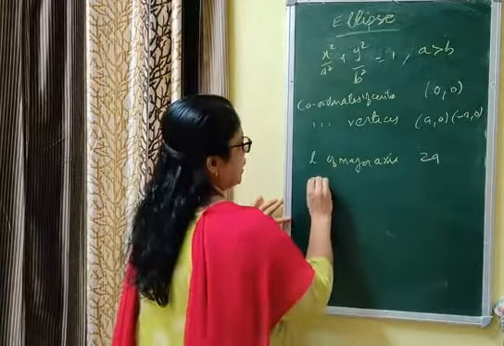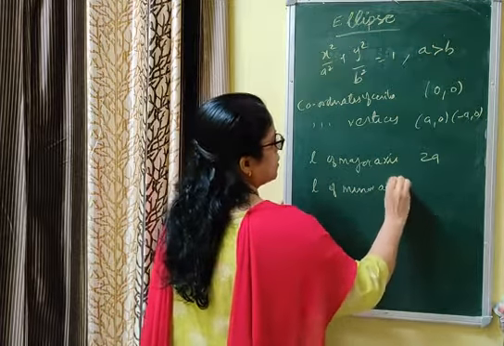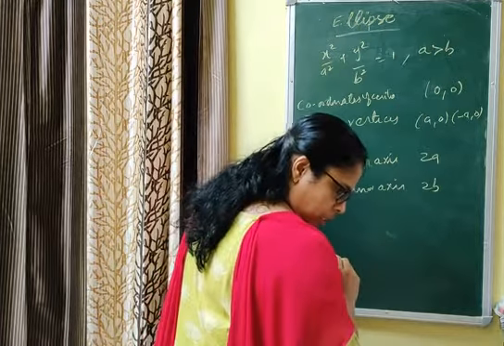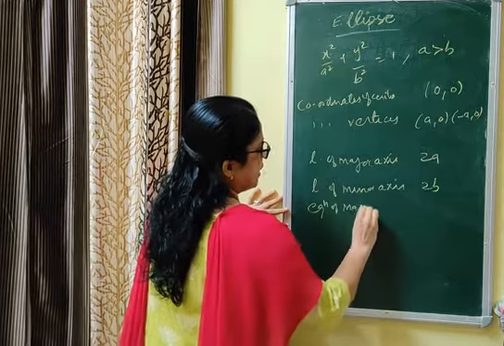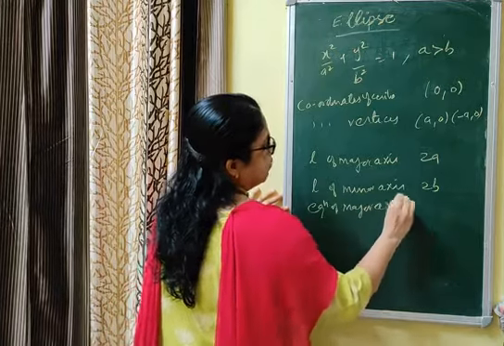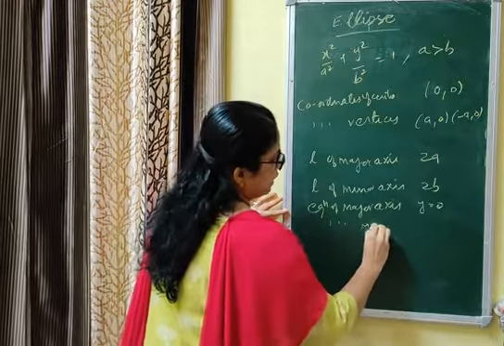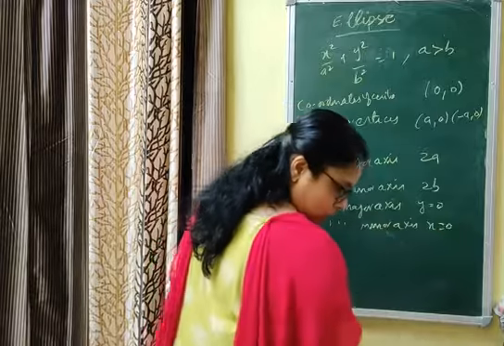Now length of minor axis. Length of minor axis is 2b. Next topic is equation of major axis. Equation of major axis. Major axis means if a is greater than b, major axis x axis, that is y equal to 0. Equation of minor axis. Minor axis क्या? Y axis, that is x equal to 0.